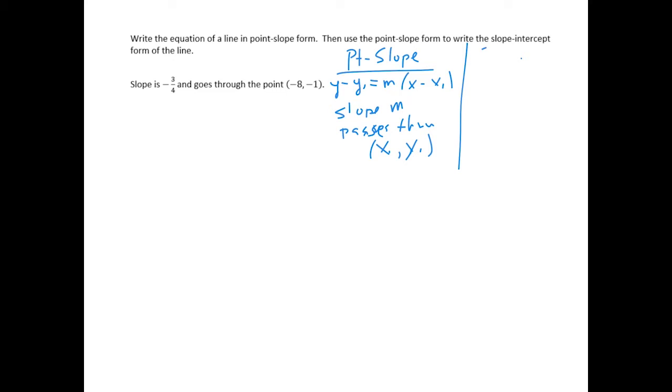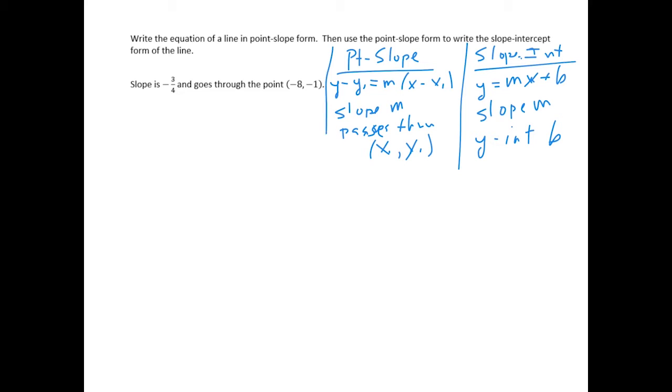And then the slope-intercept form looks like this. y equals mx plus b, where the line has slope m and y-intercept b. Okay, so keeping all that in mind, let's answer the original problem.